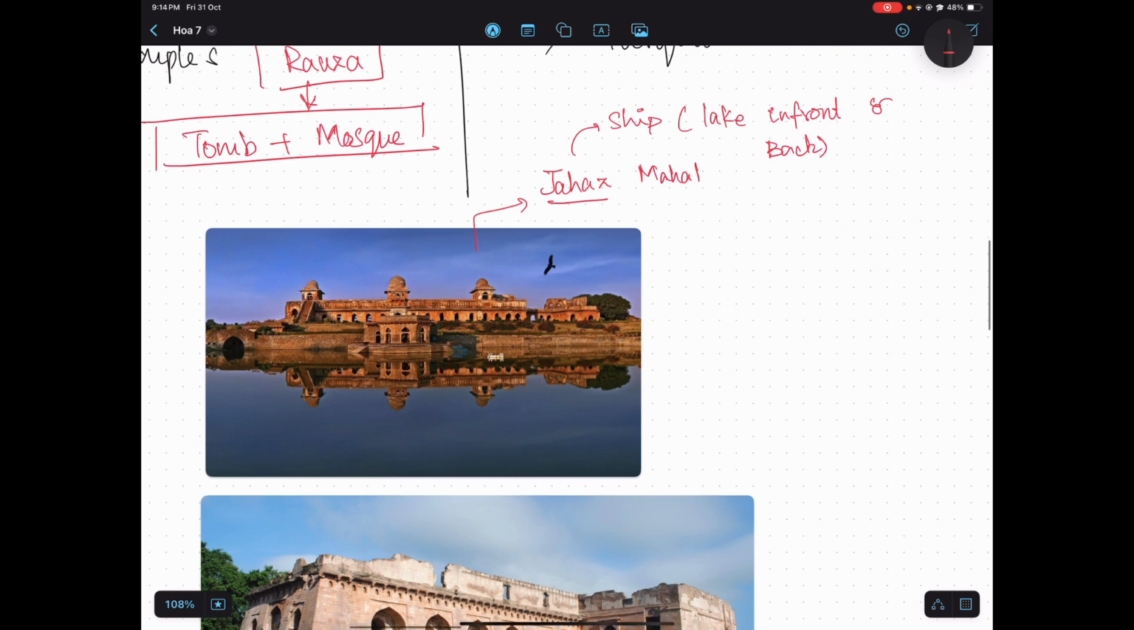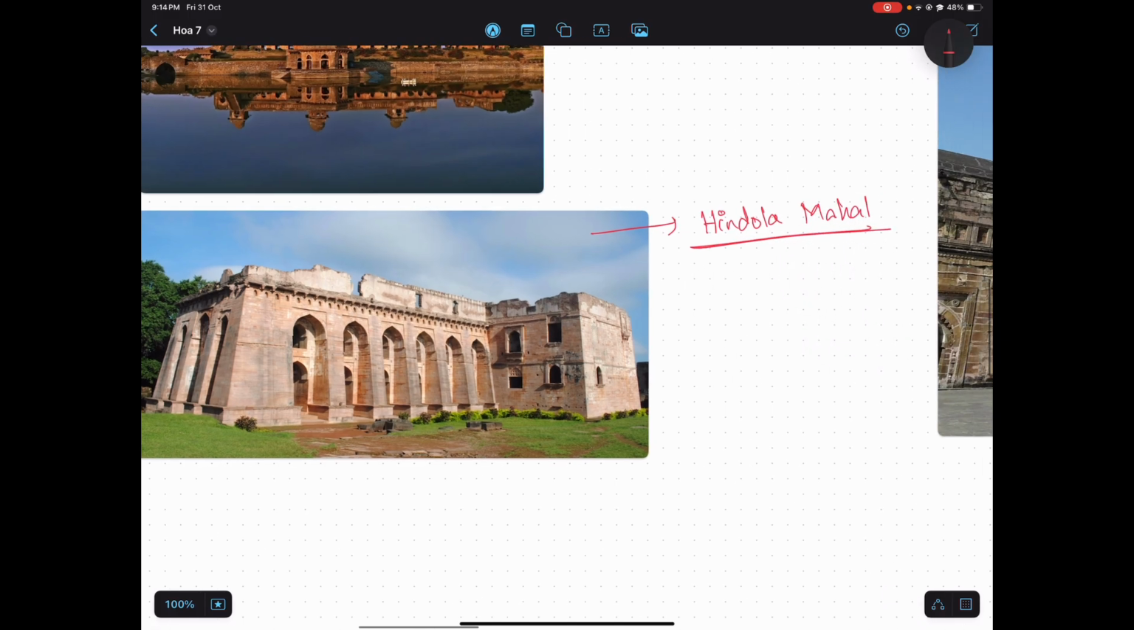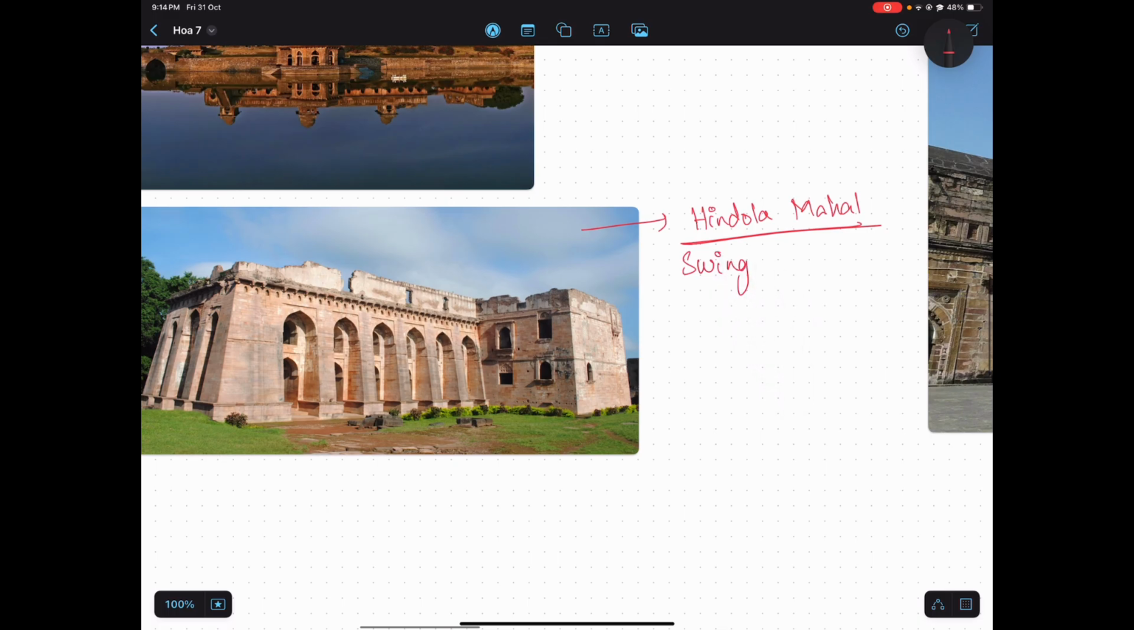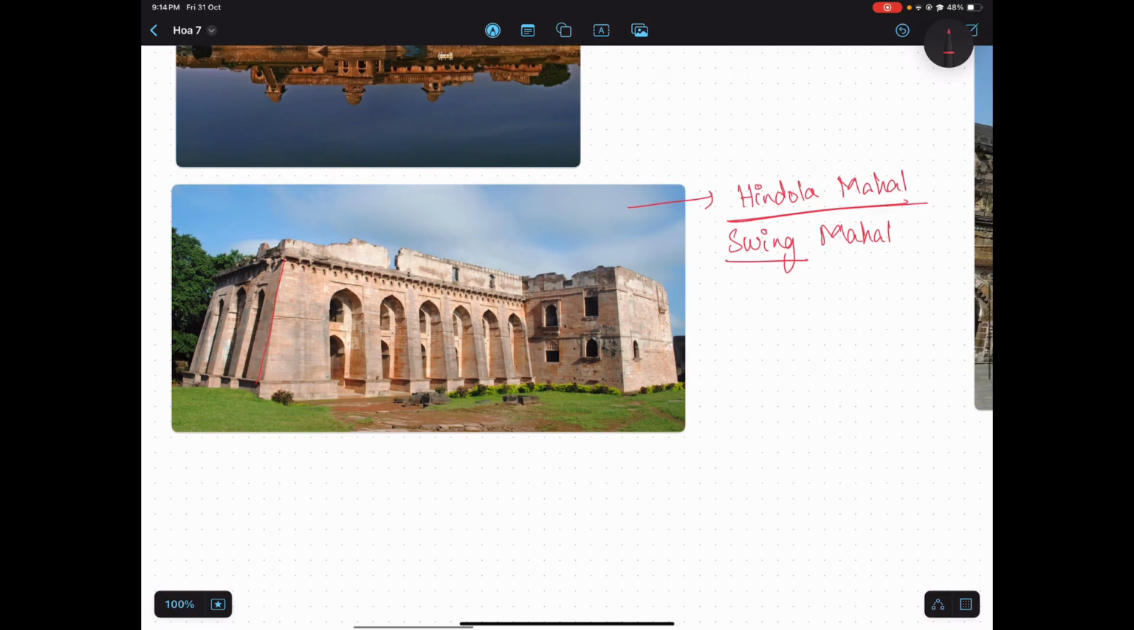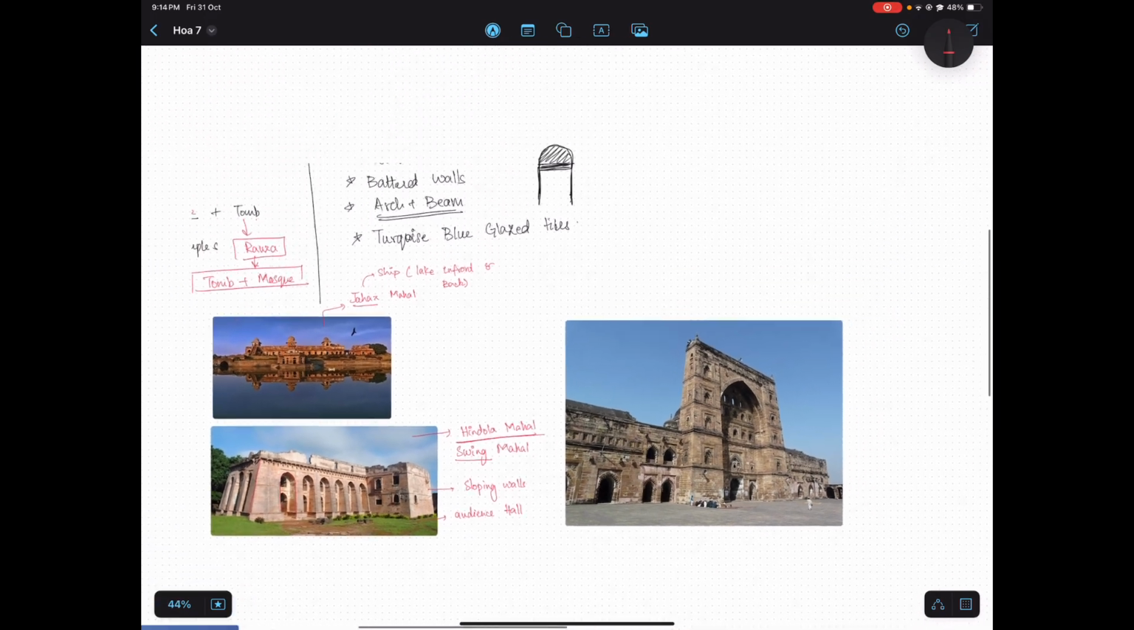And another example is this. This is Hindola Mahal, and this is also known as Swing Mahal. It got its name swing because of these sloping walls, which is a feature we saw in the Ghiyasuddin tomb as well. So it has sloping walls, and this was used as an audience hall. So that is about our Malwa architecture.